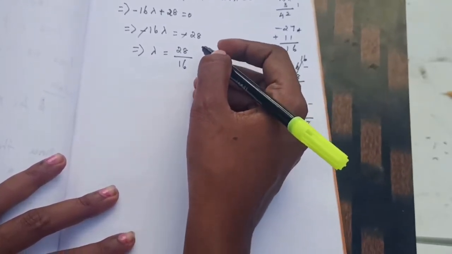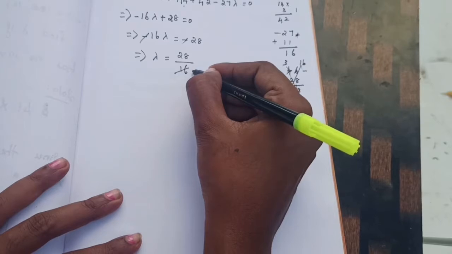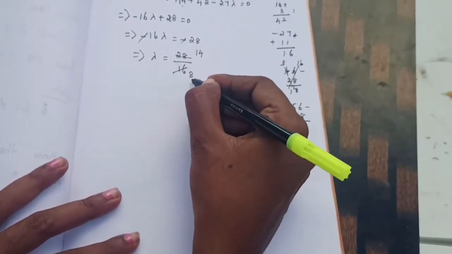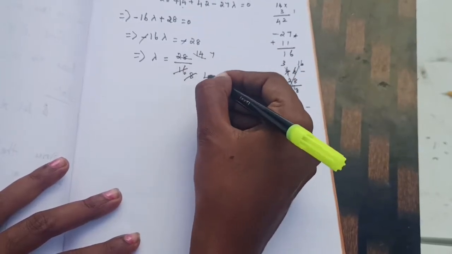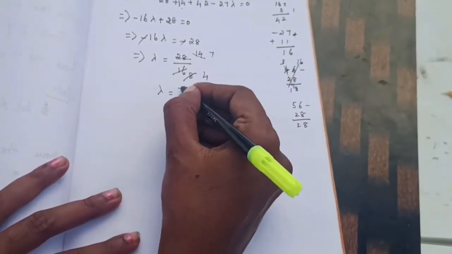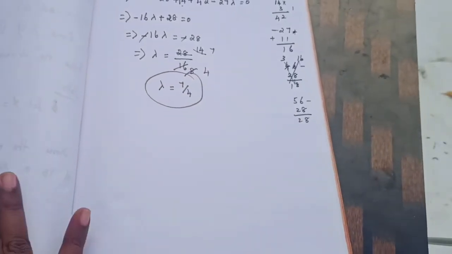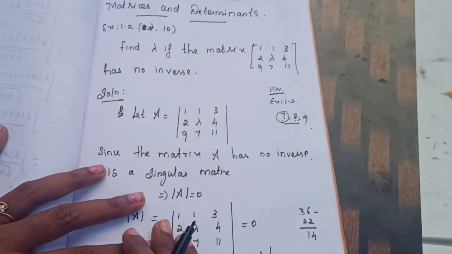Shall we cancel? Cancelling by 4, 28 by 16 gives 7 by 4. So lambda is equal to 7 by 4. This is the answer. Understand? The only thing is, you read the question carefully.